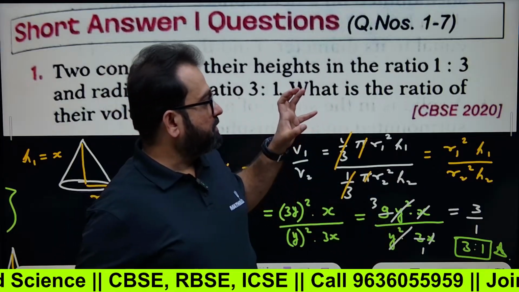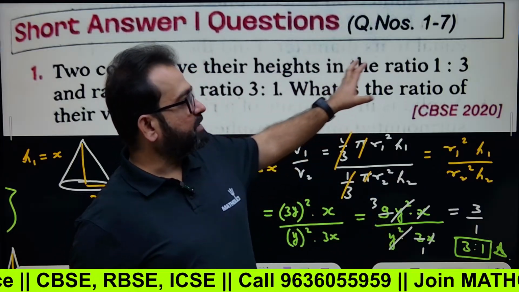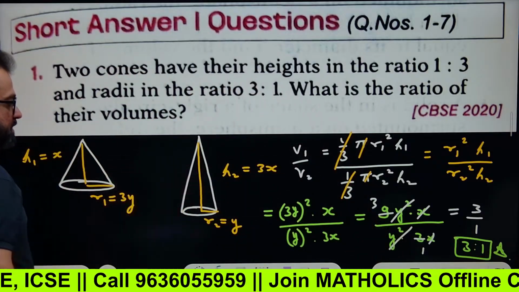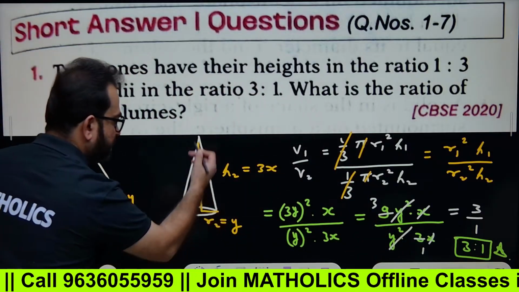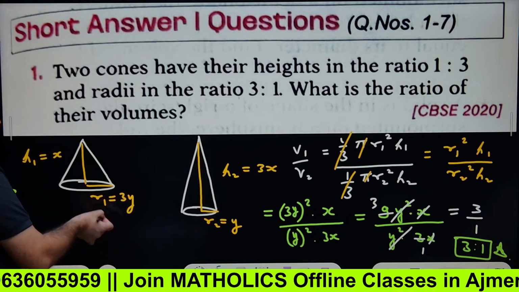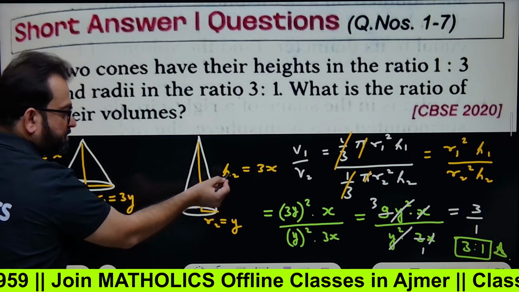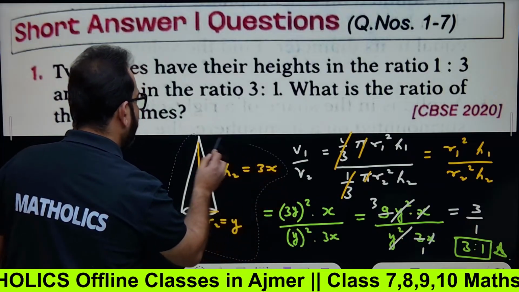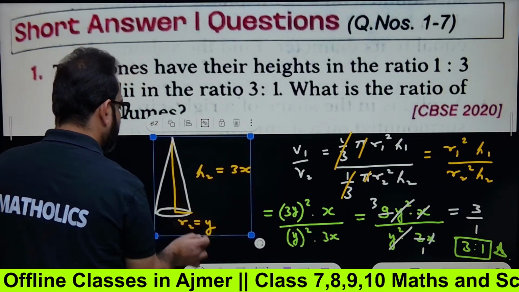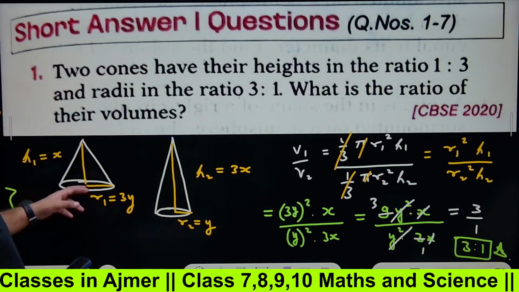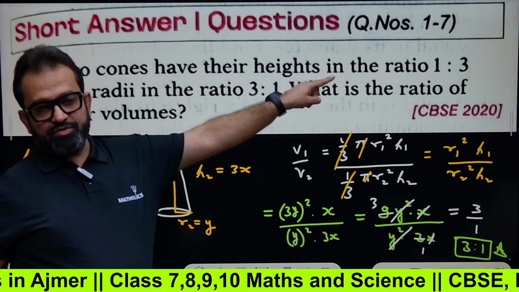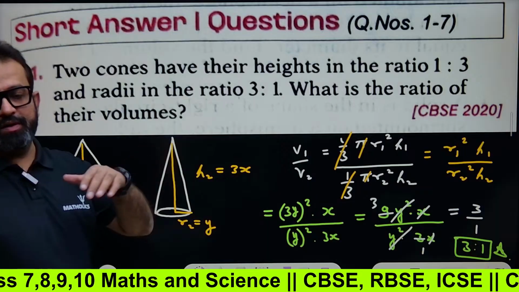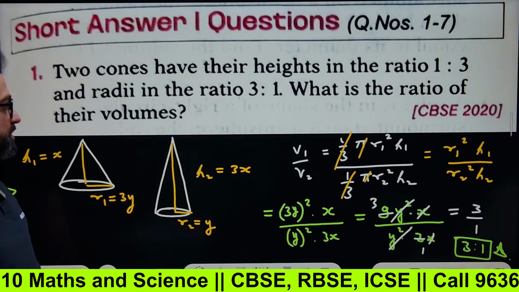Start. It is given that heights are in the ratio 1:3. That means two cones are there. Let cone 1 be this, cone 2 this. This is radius 1, this is h1. This is radius 2, this is h2. You have to take variables in this format, h1 and h2. Radii are in the ratio 3:1, so R1 is 3y, R2 is y. You have to take x and y for ratios.